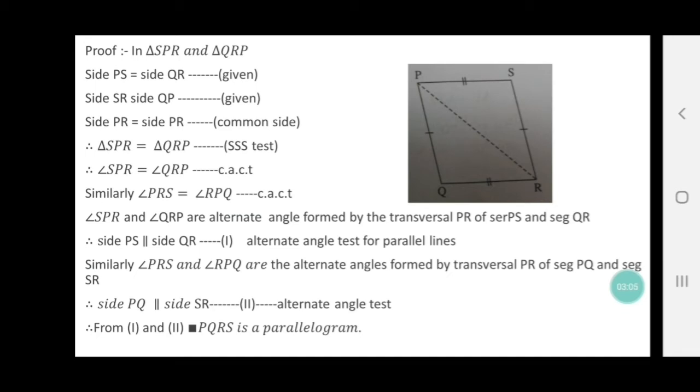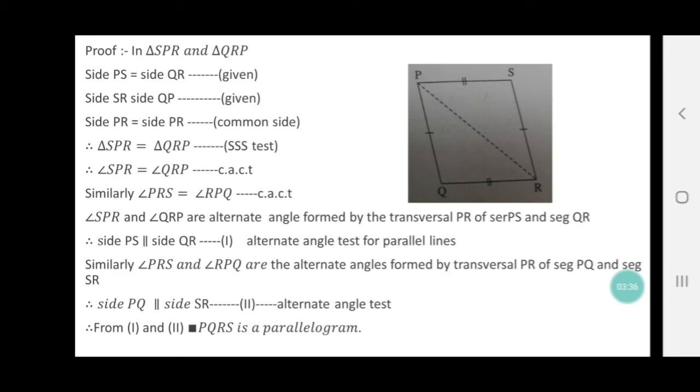Similarly, we can show that angle PRS is equal to angle RPQ. Alternate angles, as PR is the transversal on PQ and SR. So PQ is parallel to SR. Okay, alternate angle test, from 1 and 2. What do we conclude? We come to the conclusion that quadrilateral PQRS is a parallelogram.